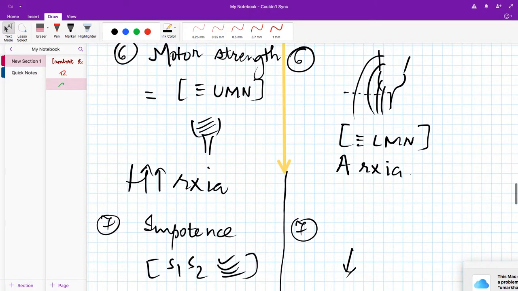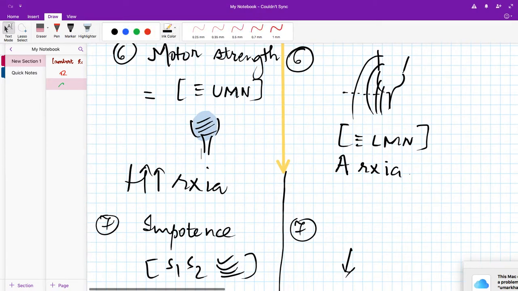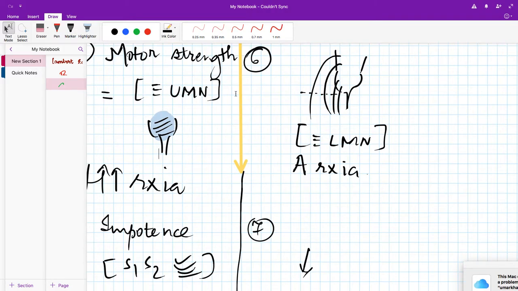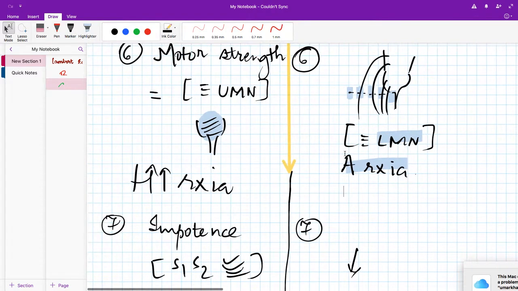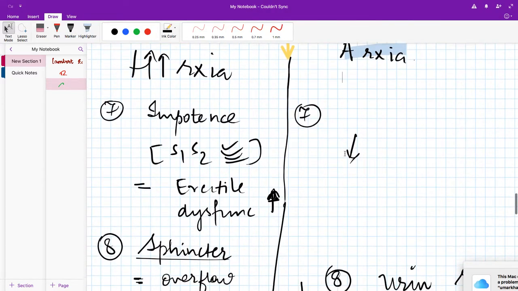The motor strength, now use your common sense. Conus medullaris is still a part of the spinal cord, the distal, ending part of your spinal cord, so therefore it is an upper motor neuron lesion, so hyperreflexia. Whereas in cauda equina, the nerves which are originating are going to be compressed or severed, so therefore it will be a lower motor neuron lesion, so there will be areflexia. So this is also a striking point of difference.